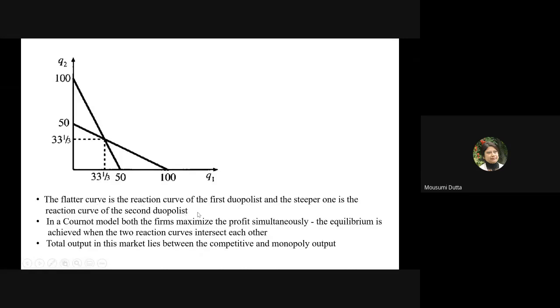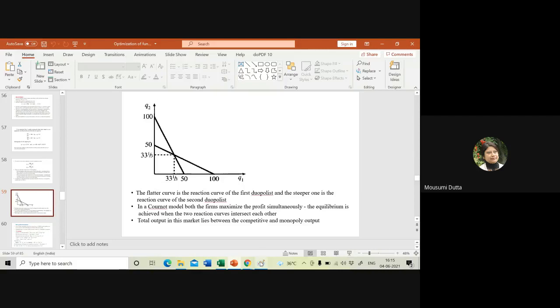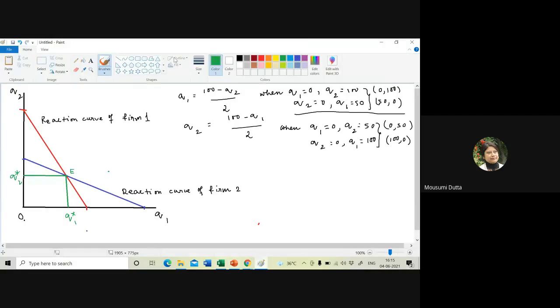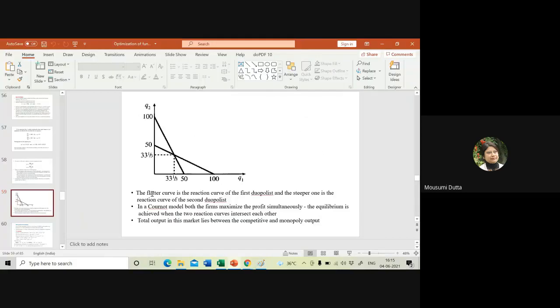The flatter curve is the reaction curve of the first duopolist, and the steeper one is the reaction curve of the second duopolist. Is it right? No, ma'am, it's opposite.